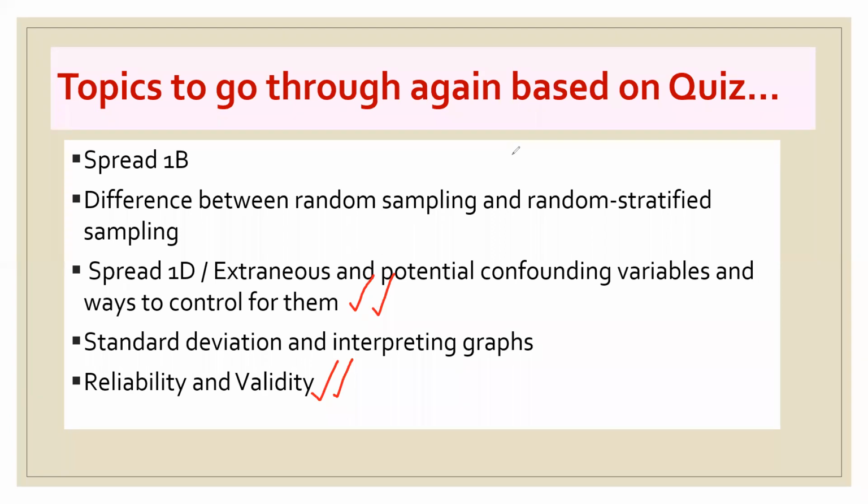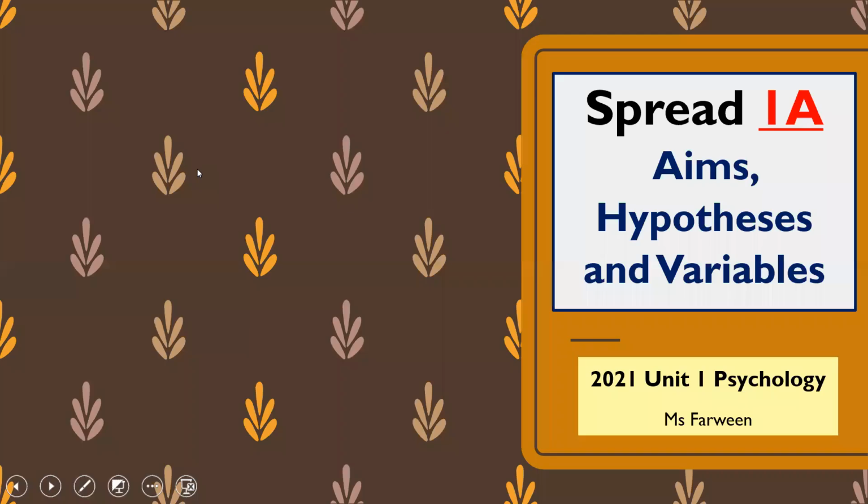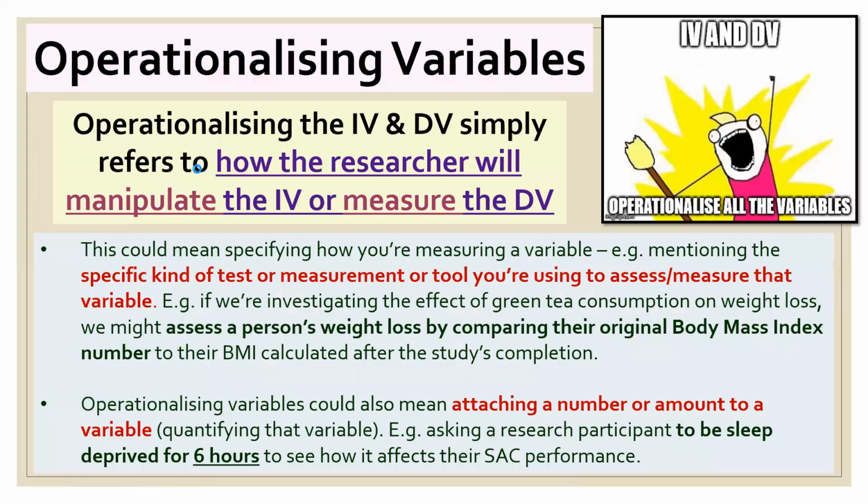So in terms of the order, we'll start with 1B. In fact, I'll just take a screenshot of this so I don't have to keep going back. Okay, there we go. Okay, so if I just go back to 1B first.